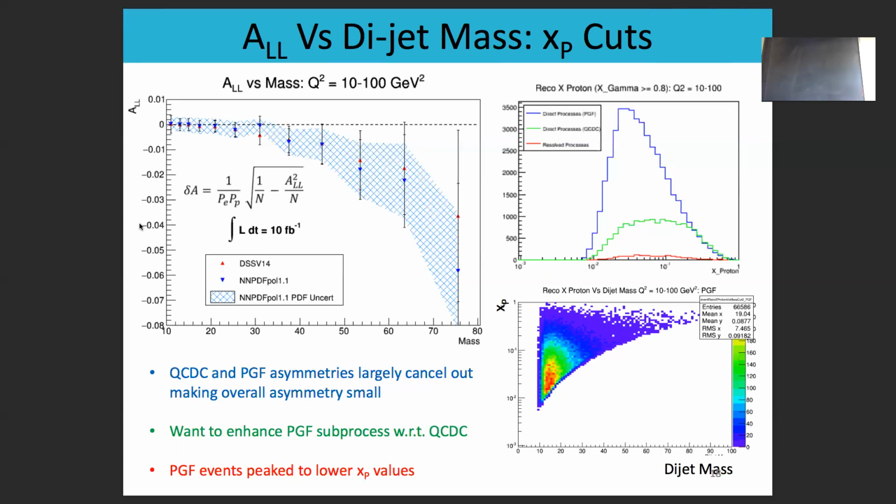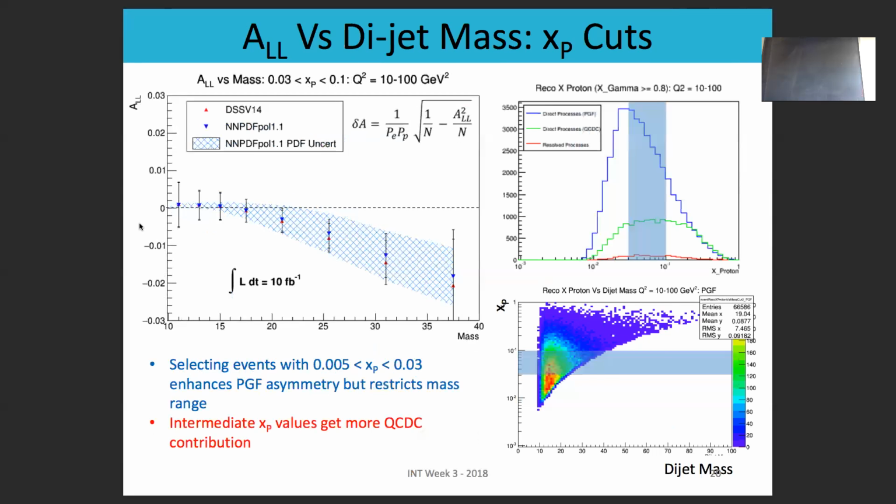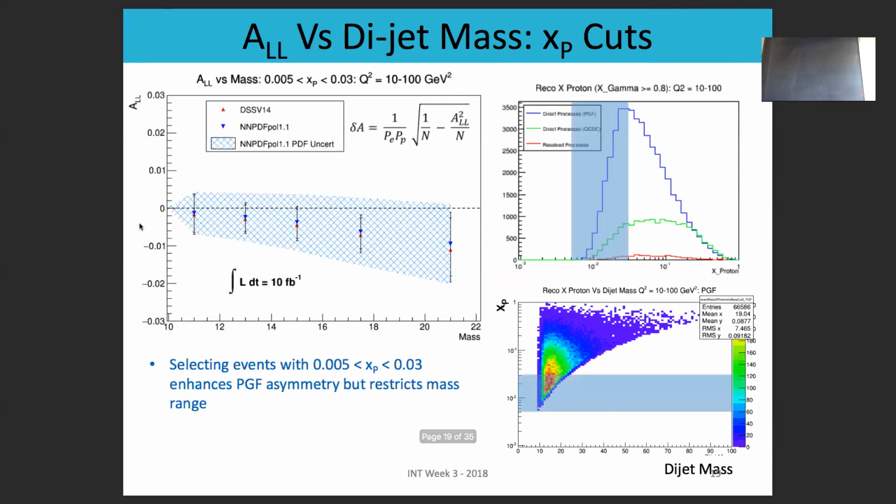And just another note on the kinematics. This is the relevant kinematic plane. Here we have our X_P variable plotted versus dijet mass. And you'll see as I make my cuts in X proton, I'm restricting my mass range in such a way. If we bounce through the plots, you see how things change.